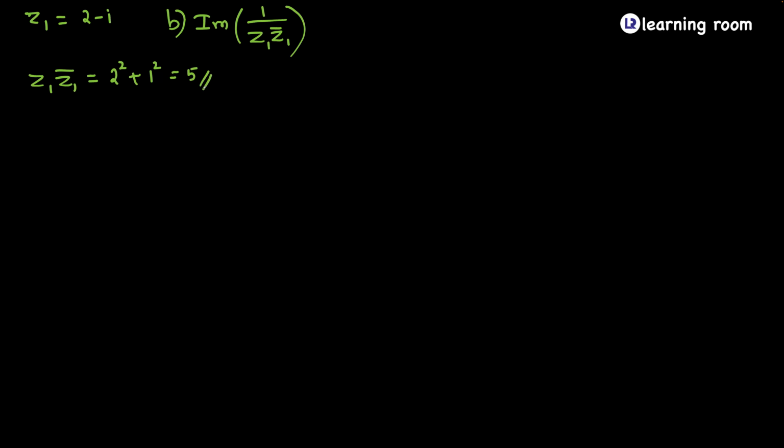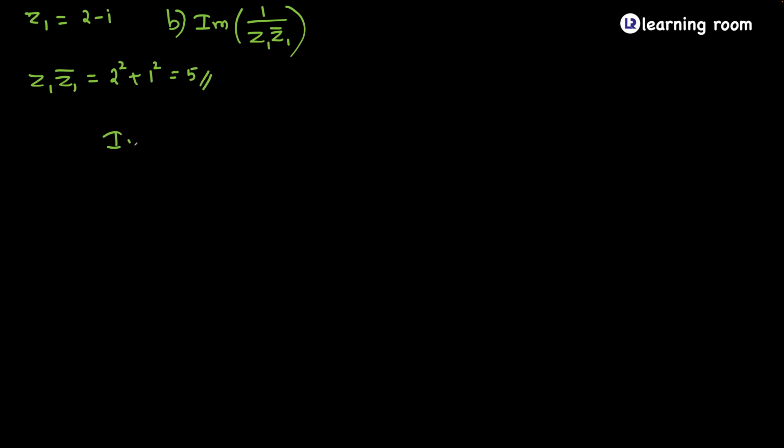So if you look, Z1 is 2 minus i, and problem B is the imaginary part of 1 by Z1 into Z1 conjugate. If you observe, what is Z1 into Z1 conjugate? Remember, a complex number into its conjugate will always be a real number, because it's a square plus b square. So here it is going to be 2 square plus 1 square, which is 5 itself.